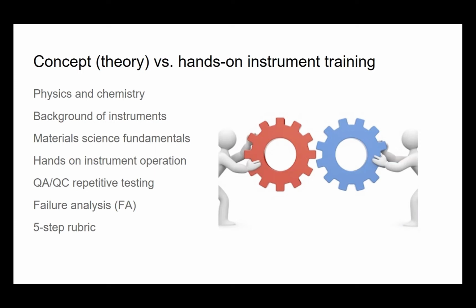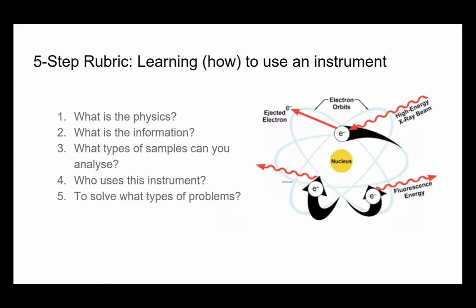And certainly quality assurance, quality control, the way that you learn a tool through repetitive testing is very, very important, as well as applying it to failure analysis. We developed something called the 5-step rubric for understanding how technical analytical instruments work, and I'll show that in a moment. This is the 5-step rubric for learning how to use an instrument. And we applied this in our National Science Foundation ATE program.